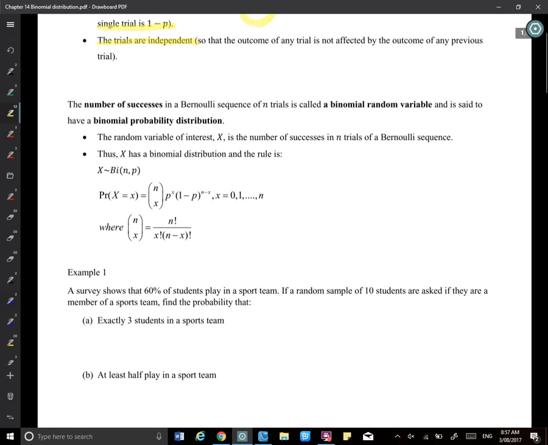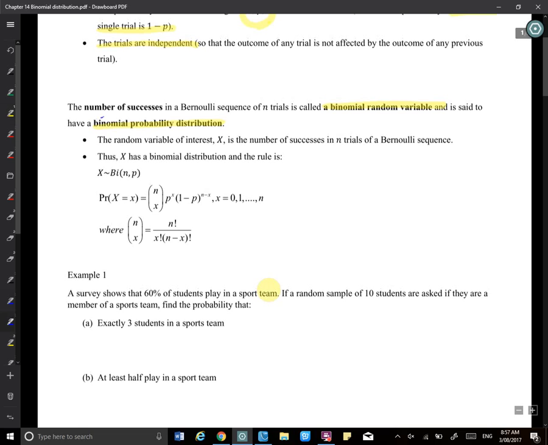And then we talk about what a binomial probability distribution is. How does a Bernoulli trial lead to a binomial distribution? The number of successes in a Bernoulli sequence of n trials is called a binomial random variable. So this is the number of successes.